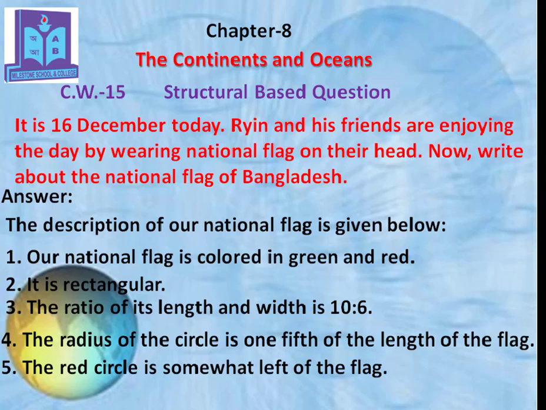Our national flag is colored in green and red. It is rectangular. Number 3, the ratio of the length is 10:6. Then number 4, the radius of the circle is 1/5 of the length of the flag. And the last one, the red circle is somewhat left of the flag.